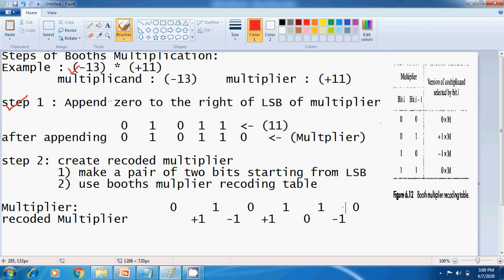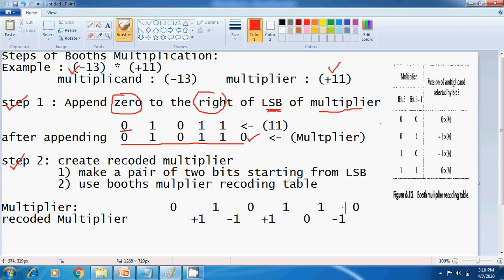In step 1, you have to append 0 to the right of the least significant bit of the multiplier. In our example, the multiplier is 11. Binary representation of the multiplier is 1011. I have represented 11 by using 5 bits, so an extra 1 bit is added. After appending 1 bit to the right of the least significant bit, the multiplier is now 6 bits. Very simple. Let us go for the next step.